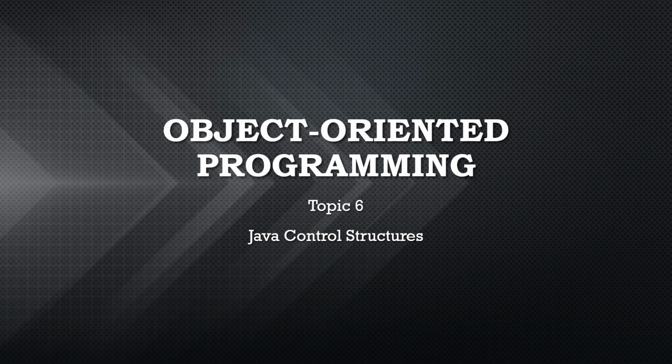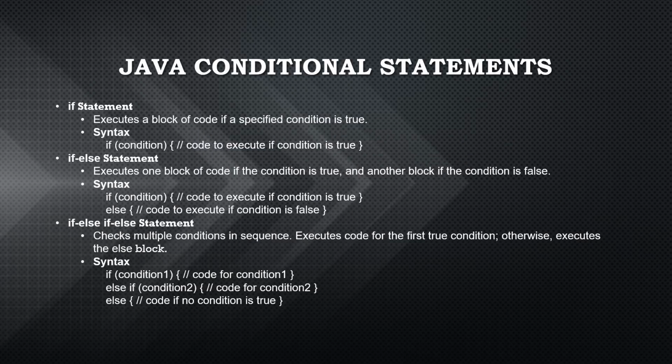Let's get started. In programming, you often need to control the flow of your code based on conditions. The if statement allows you to execute a block of code if a specified condition is true, using the syntax: if (condition) { code to execute }. If you want to handle both true and false scenarios, you use the if-else statement, which executes one block of code if the condition is true and another if it's false, with the syntax: if (condition) { code if true } else { code if false }.